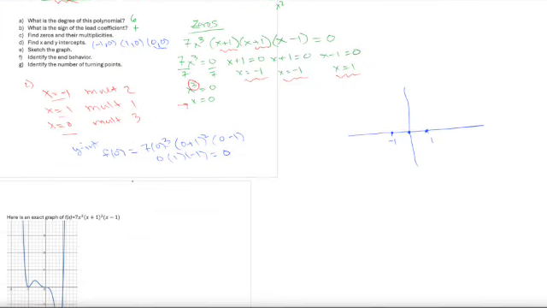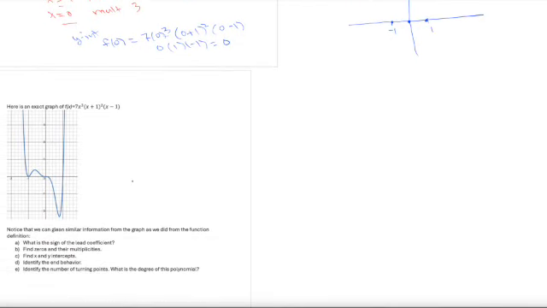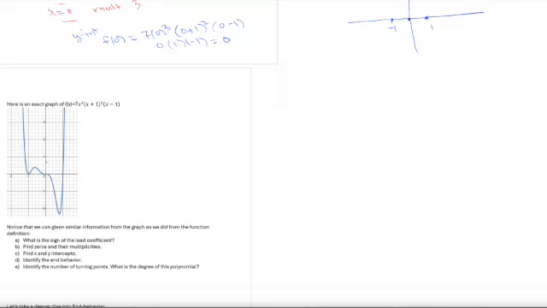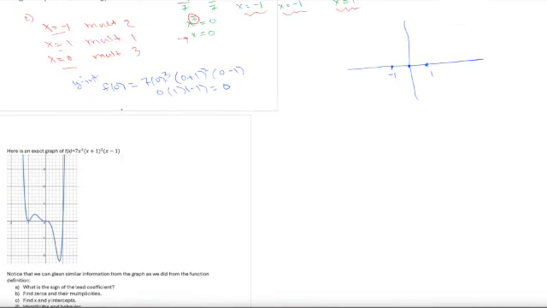So let's take a look at what this graph actually looks like. So this is what the graph of the same polynomial looks like. So notice, I'll just kind of show some of the things. Here are my zeros, or my x-intercepts, at -1, 0, and +1.